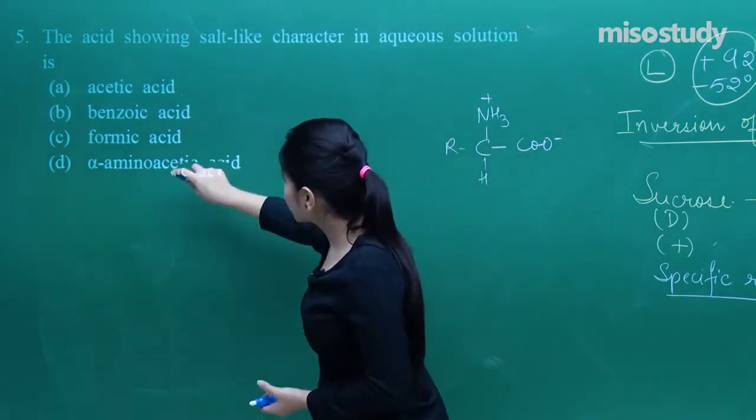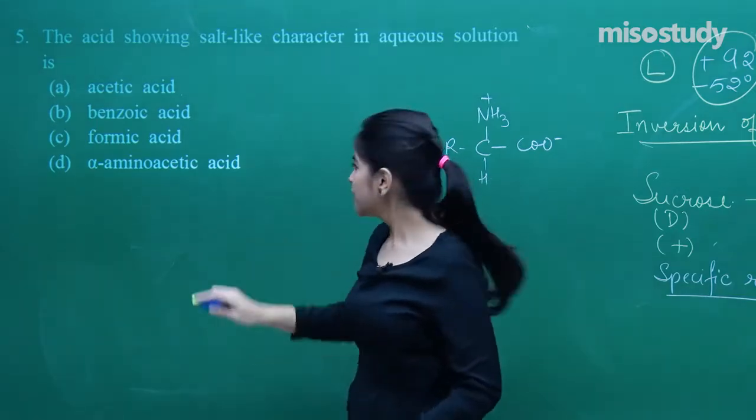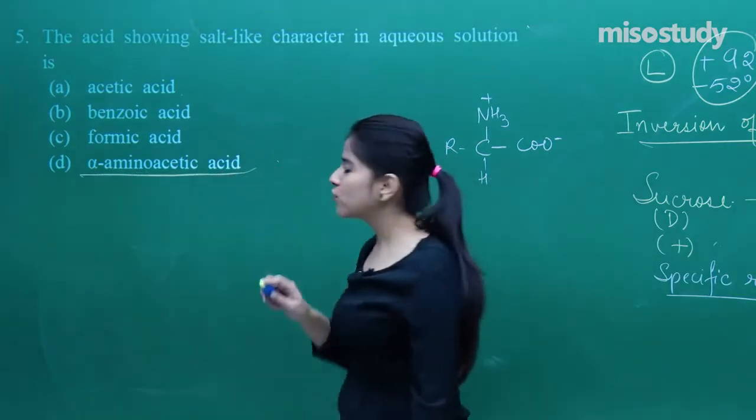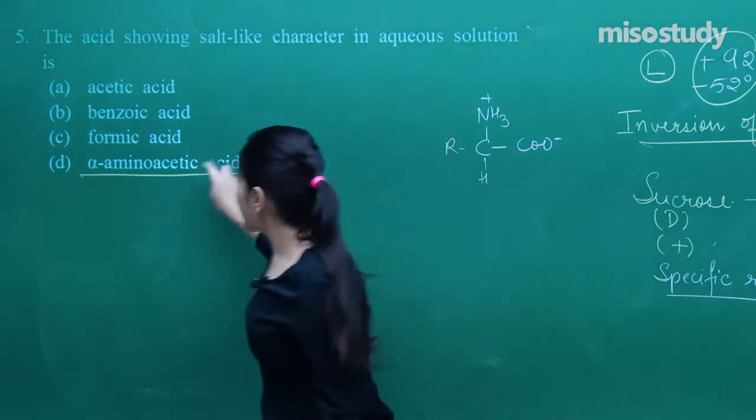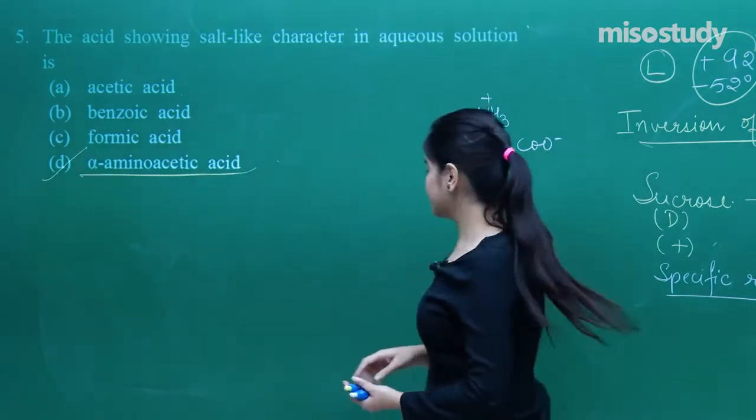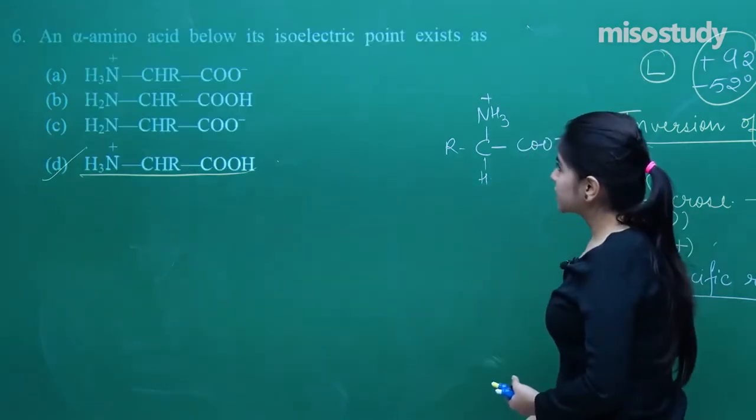Acetic acid, benzoic, formic, all of these are acids. But if you see, this is an alpha amino acid. Only the amino acids are having a salt-like character. I hope everybody has got the answer over here. Let's just move on to the next question.